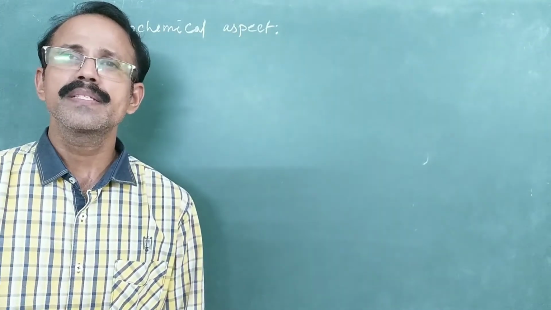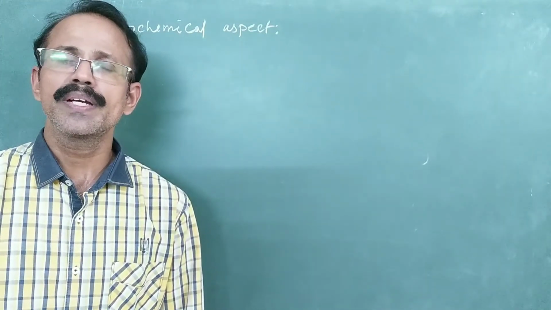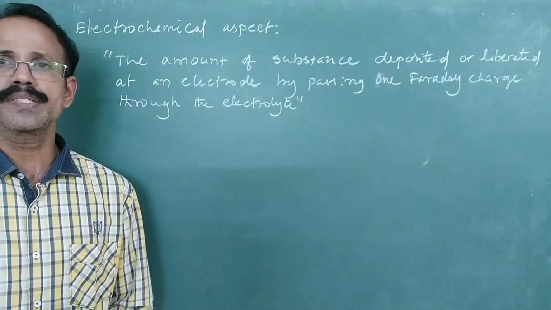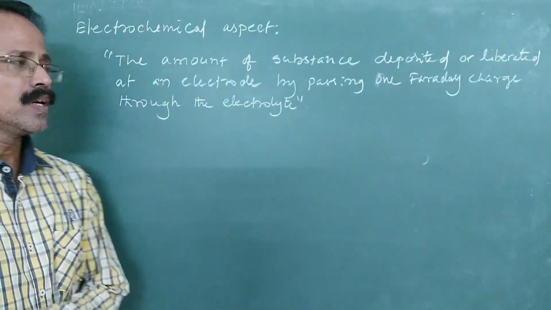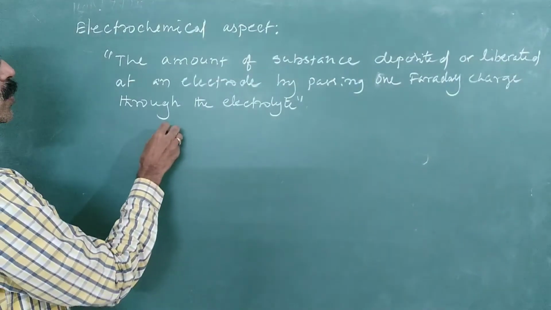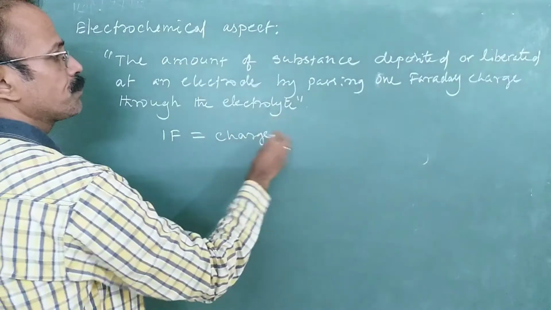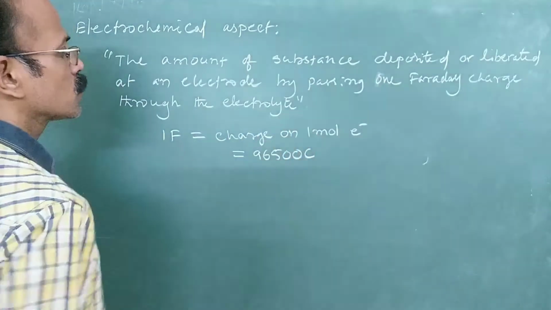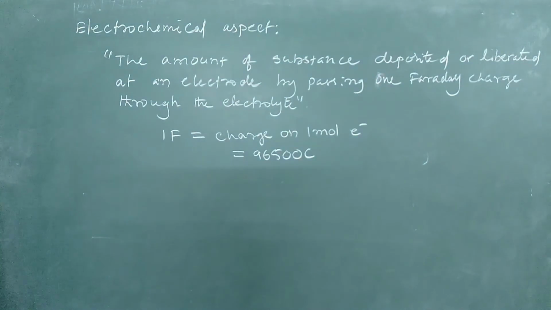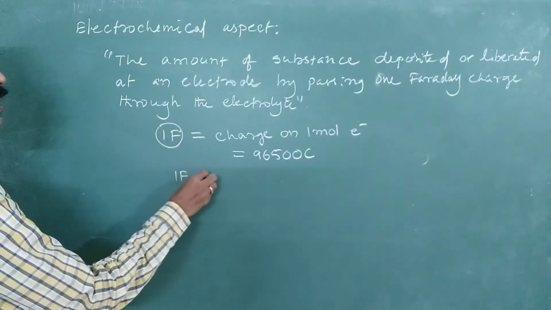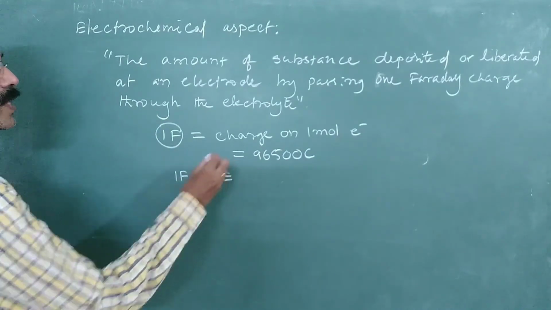1 equivalent is the amount of substance deposited or liberated at an electrode by passing 1 Faraday of charge through the electrolyte during the electrolysis of the substance, right? Okay, now 1 Faraday means what? 1 Faraday is the charge on 1 mole of electrons, approximately equal to 96,500 coulombs, and by passing 1 Faraday of charge, 1 equivalent of substance is deposited.